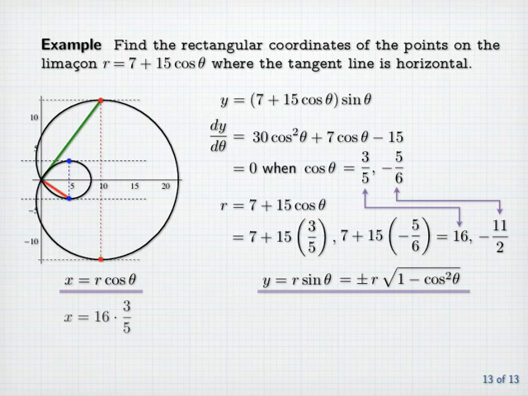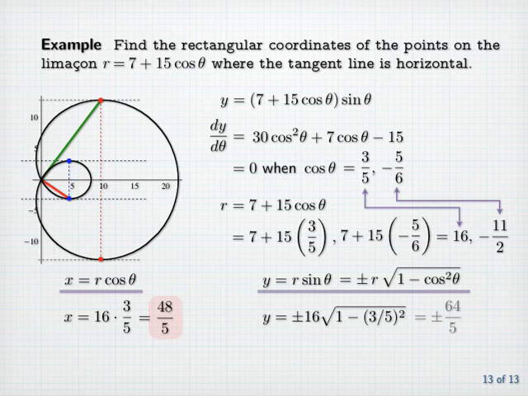With r equals 16 and cosine θ equals 3/5, we get x equal to 48 over 5. This is the x-coordinate of both of the red points in the figure. The corresponding y-coordinates are plus or minus 16 times the square root of 1 minus 3/5 squared, which turn out to be plus or minus 64/5.